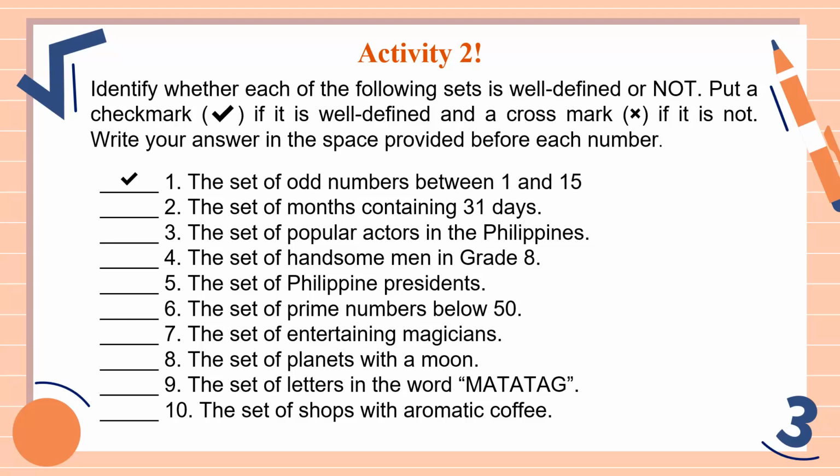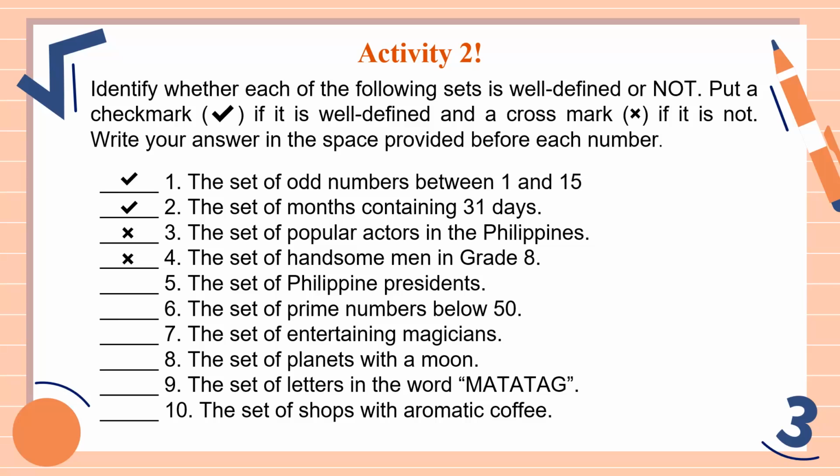Number 2, the set of months containing 31 days. That's correct. We know what those months containing 31 days are. We have January, we have March, and then October, December, and so on. So this is well-defined. So check mark for number 2. Number 3, the set of popular actors in the Philippines. So once again, this is not well-defined because it depends on the person's preference. So this is X. And number 4, the set of handsome men in grade 8. So once again, this is X because it depends on the person's preference.